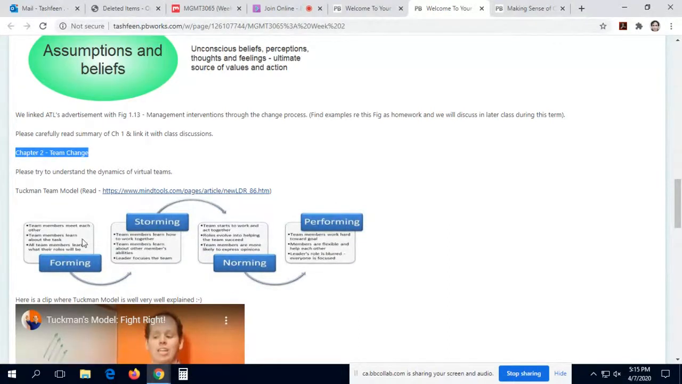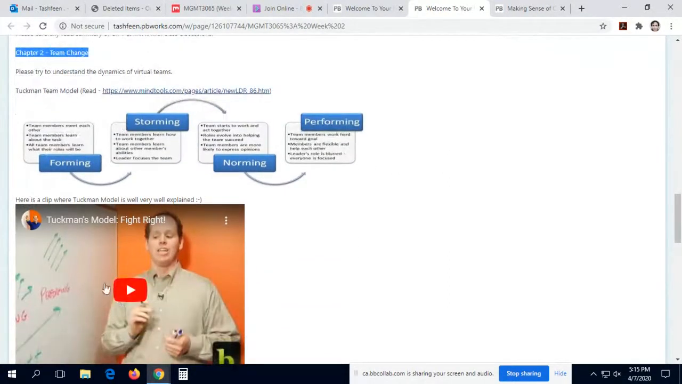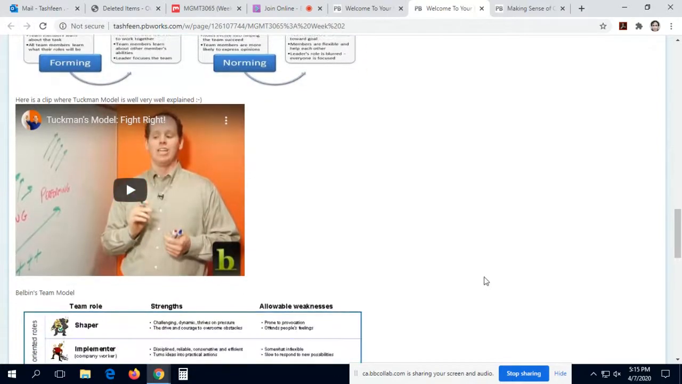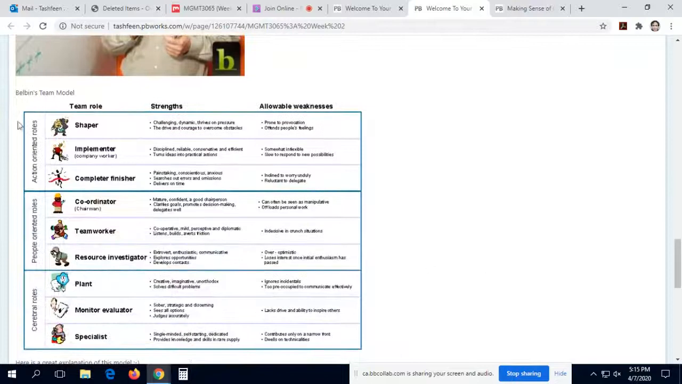Mind tools, it is interesting. This picture you can go through, and this clip, I find it very interesting and fascinating and very easy to understand. So you can just play the clip and try to see how he explains those forming, norming, and stuff like that. This is the Belbin's team model. So I found this nice, easy to understand.